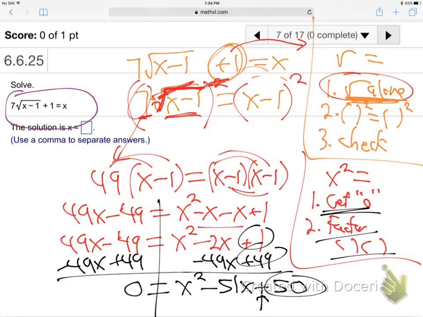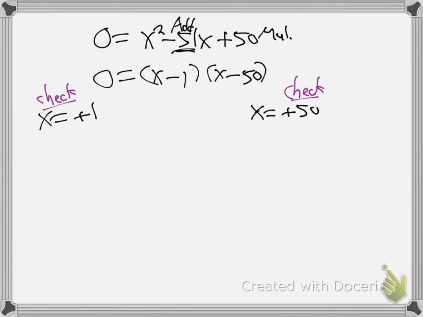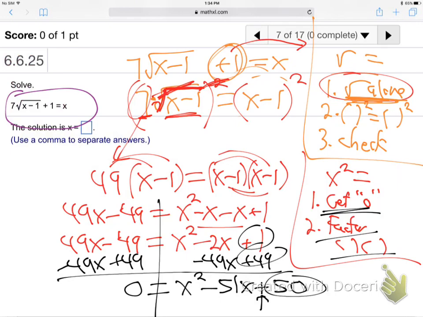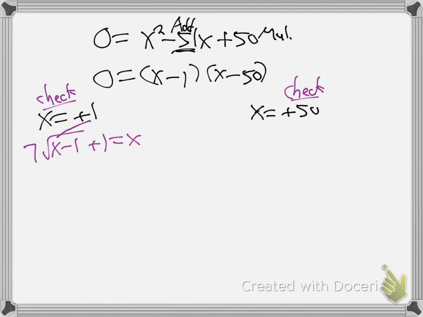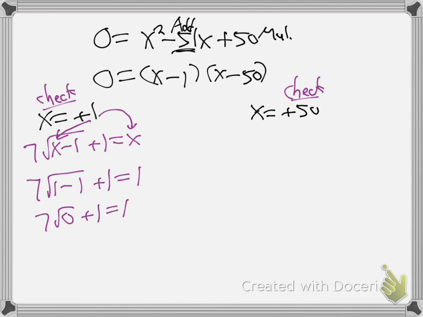Go back to the original. Whenever you check, you check with the very original question. So 7 root of x minus 1 plus 1 equals x. Put in the 1. So 7 root of 1 minus 1 plus 1 is 1. 7 root of 0 plus 1. Square root of 0 is just 0. 7 times 0 is 0. 0 plus 1, does that equal 1? Yeah. So 1's good. The 1 makes the left side and the right side the same.